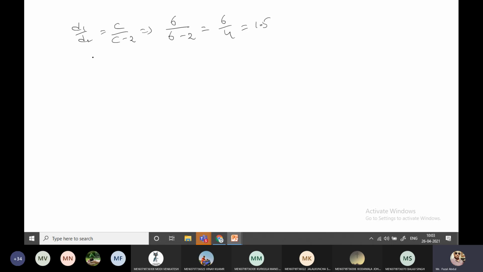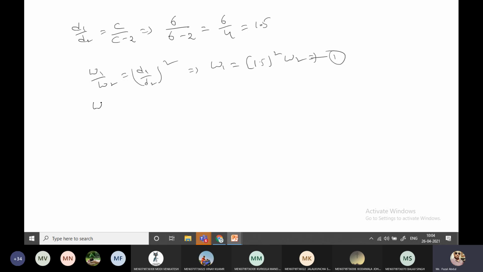Now another relation we have from equation 4: W1 by W2 equals D1 by D2 whole square. Just now we have seen. So with this, W1 equals D1 by D2, which is 1.5 squared, into W2. So this is the first equation.